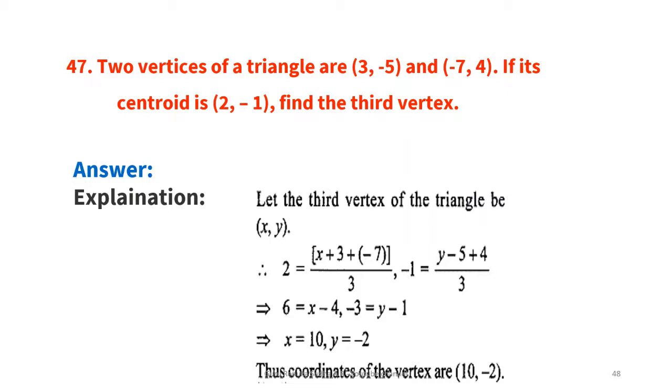So in that way, if you get confused, calculate separately. X coordinate is equal to (x1 plus x2 plus x3) divided by 3, and y is equal to (y1 plus y2 plus y3) divided by 3.